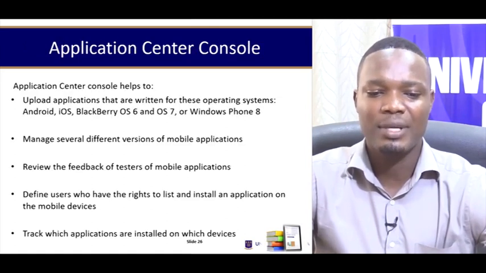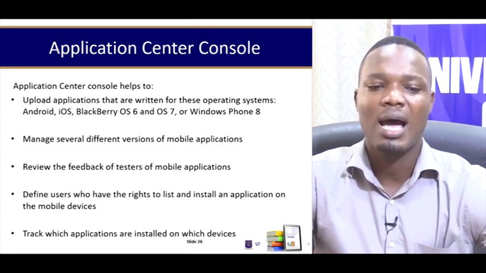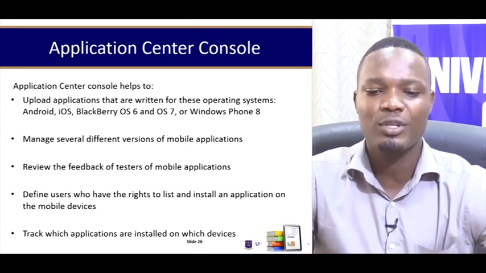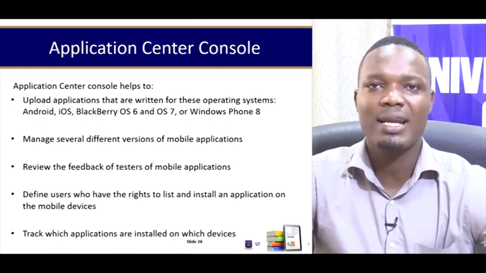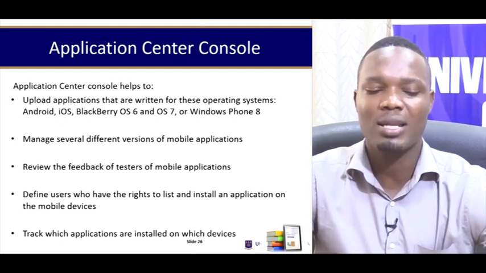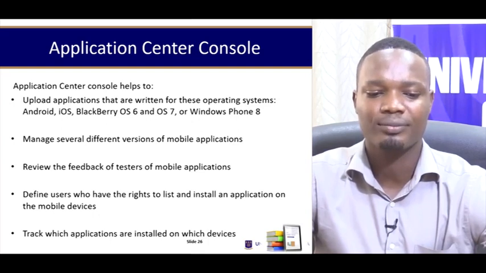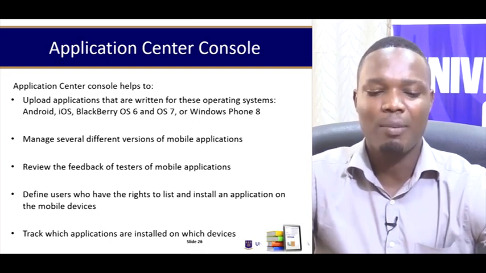The Application Center console helps to upload applications that are written for these operating systems: Android, iOS, BlackBerry OS 6 and 7, and then the Windows Phone. Here we are able to manage several different versions of mobile applications. We can also review the feedback of testers of mobile applications, all by using the Application Center console. Now we can track which applications are installed and on which devices.